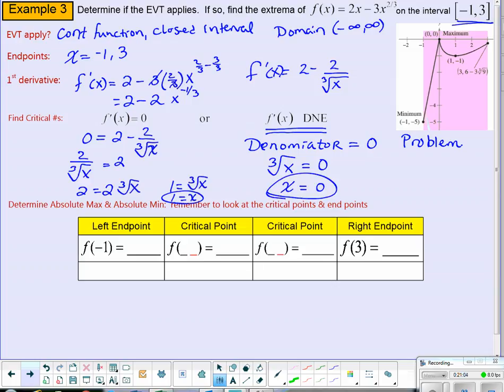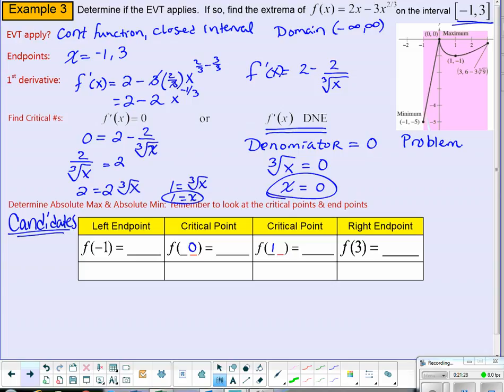So I come up with these candidates for my absolute max and absolute min. I need to check out my left endpoint. I have a critical point at 0. I have a critical point at 1. And I also need to check out the right endpoint at 3. So I ended up with 4 candidates.